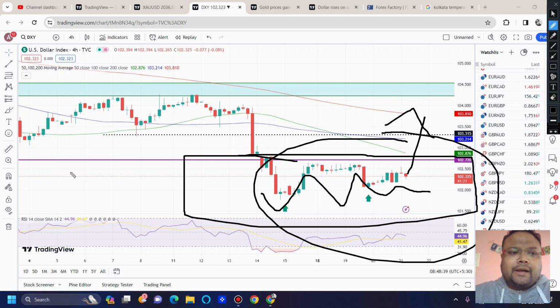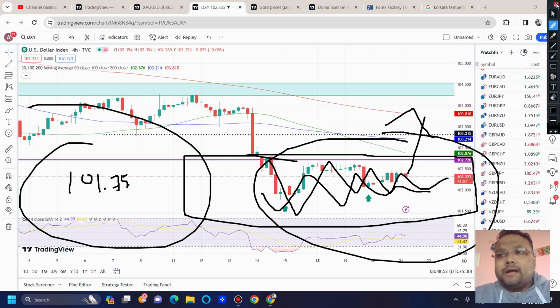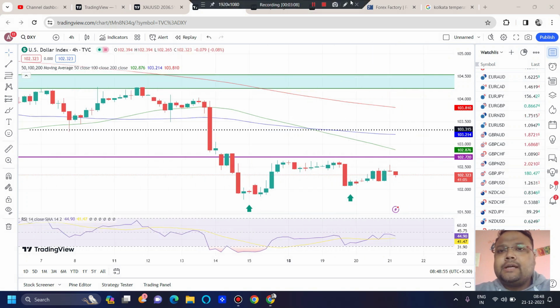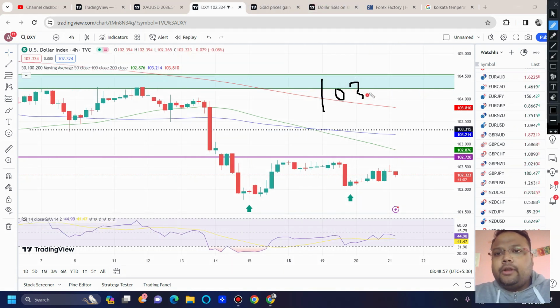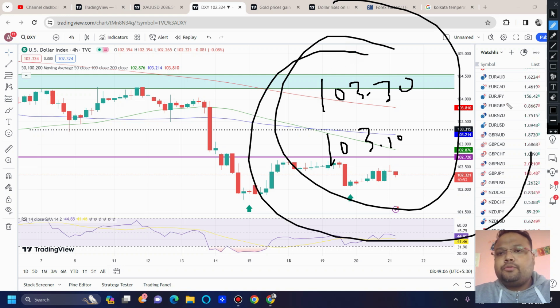So in case the market breaks 101.75, then we can consider that the market is going down again. But till then, we can expect that the market will remain sideways for the next couple of days because of low volatility. And in case DXY surprises us with upside, then 103.30 to 103.10 will be the next resistance. And 102.70 is also there, but this should be a level where we can expect strong sellers are present.